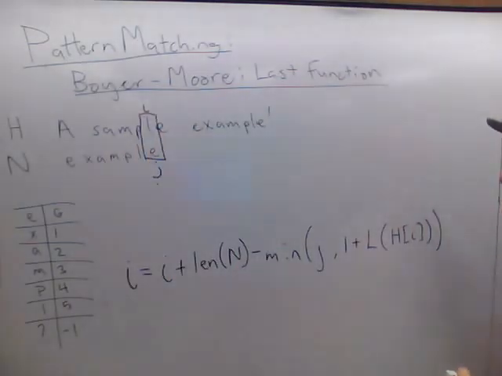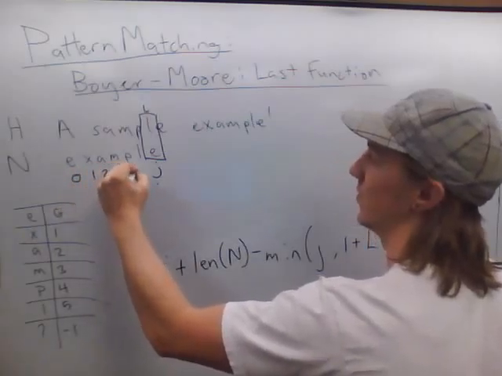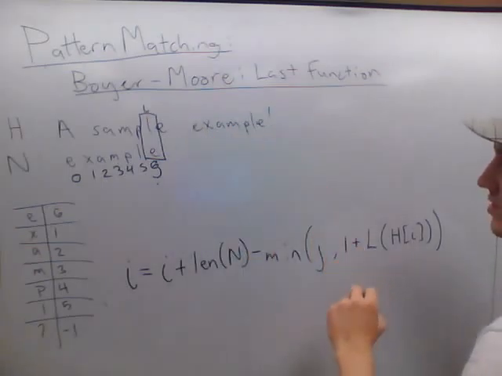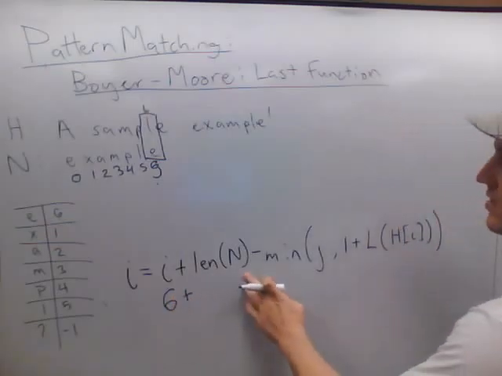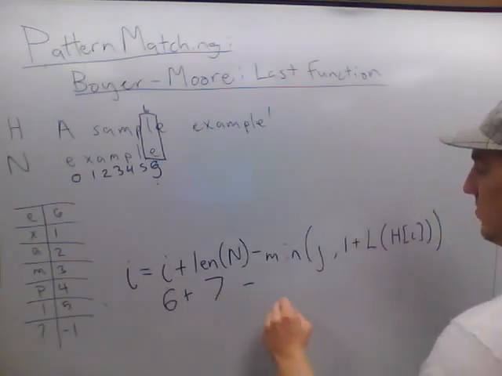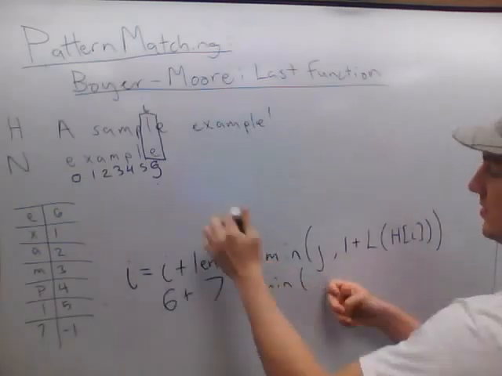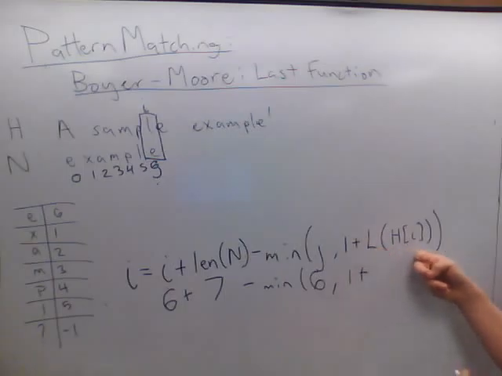If we look at this example, we can see that L does not match E. So I and J do not match. We can plug in these values here, and if we look at the 0 index, 0, 1, 2, 3, 4, 5, 6, I is at index 6, plus the length of the needle, since this is 0 index, it's length 7, minus the minimum of J, which is 6, or 1 plus the last function of H.